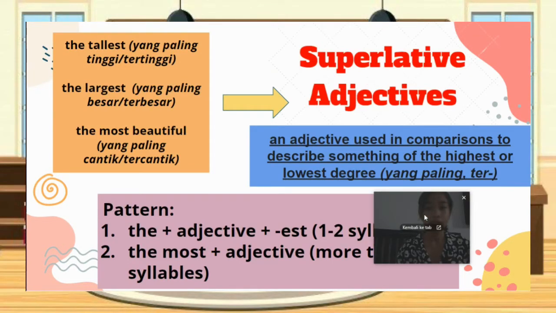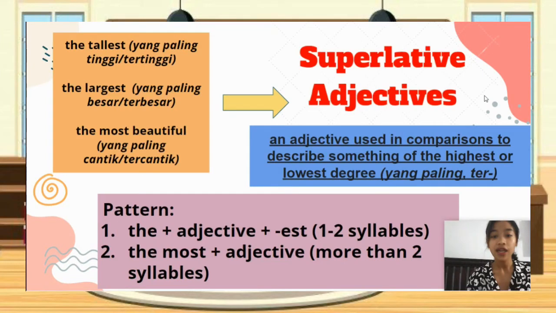Superlative adjective is an adjective used in comparison to describe something of the highest or the lowest degree.